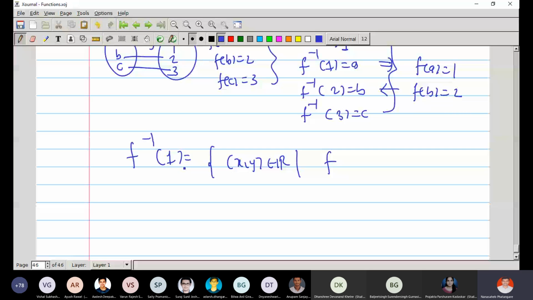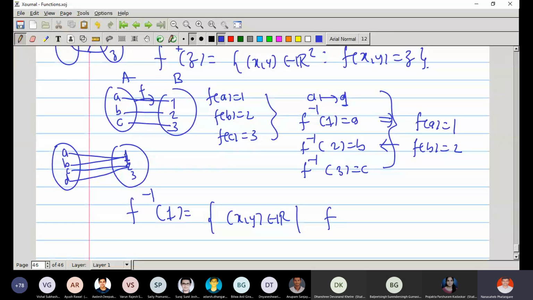For example, take A, B, C, D and 1, 2, 3. I define this map like this. Is it a function from A to B? This is a function, correct? f of A is 1 and f of B is also 1. f of C is 2. f of D is also 2.